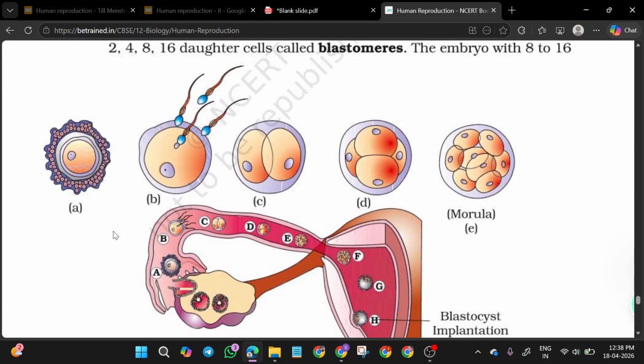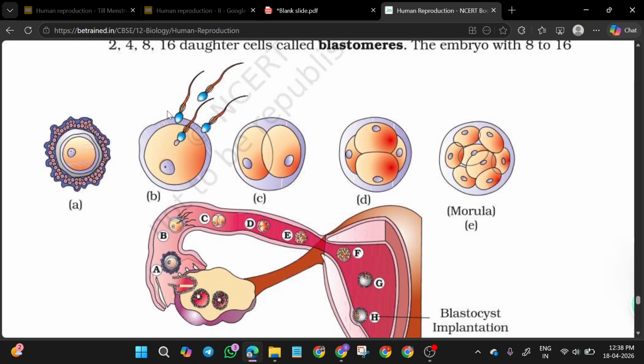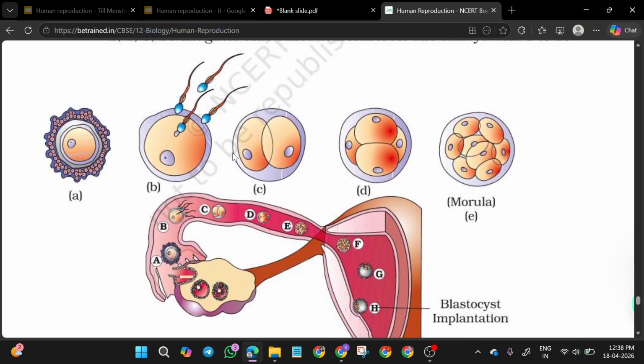Where does fertilization happen? It is happening in the ampulla region. Once fertilization happens, the zygote forms, and then it converts into these stages. When the zygote moves towards the uterus, that is, towards the isthmus, it undergoes mitotic division. This mitotic division only we call cleavage division. The zygote is converted into 2 cell stage, 4 cell stage, 8 cell stage. The 8 to 16 cell stage is called morula.